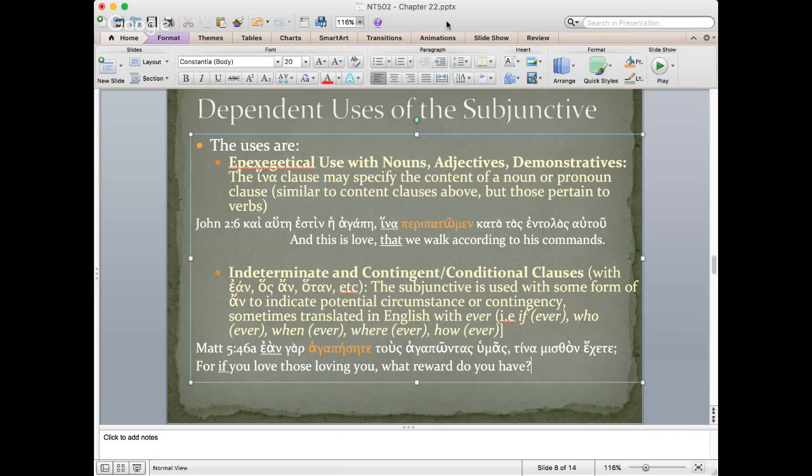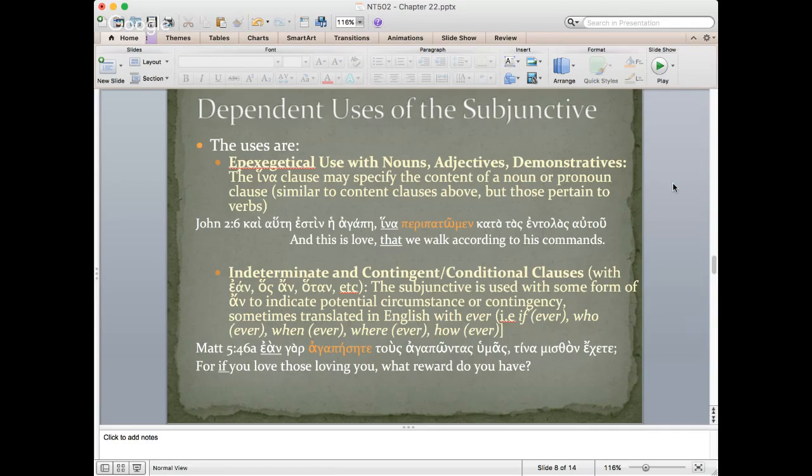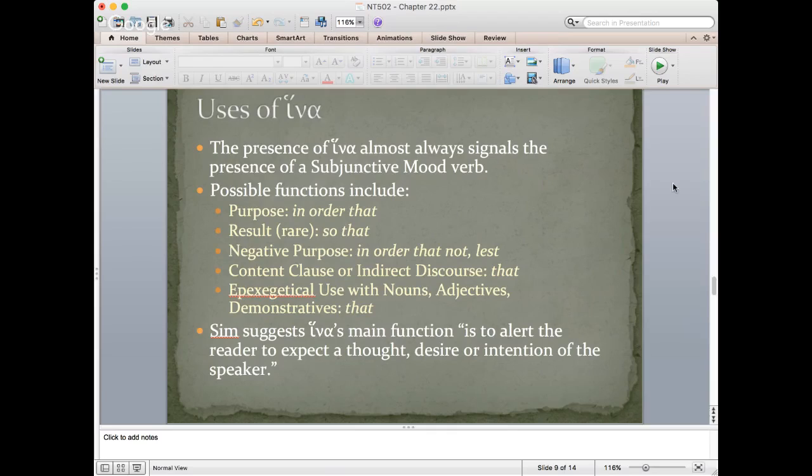Right. Okay. So these are the dependent uses. So with that, as you can see, hina shows up all over the place preceding subjunctives. The presence of a hina almost always signals that a subjunctive mood verb is going to follow. You see a hina, you're probably dealing with a subordinate subjunctive. You're probably dealing with a hina clause. Or the hina clause itself is probably going to be in the subjunctive.